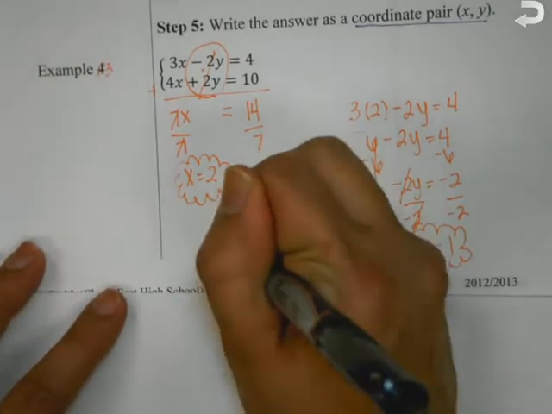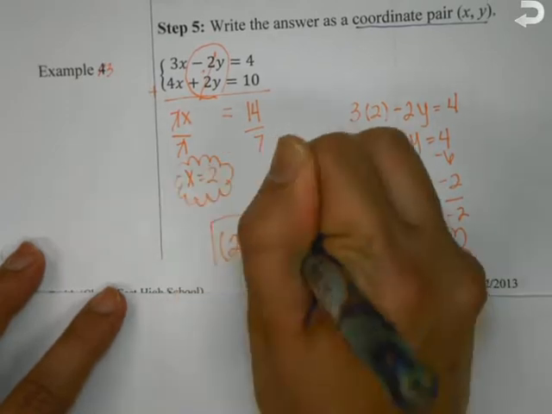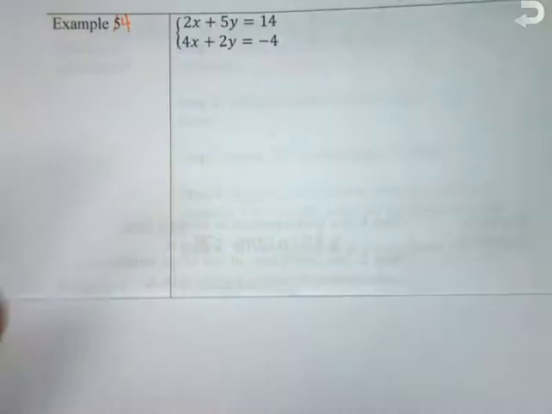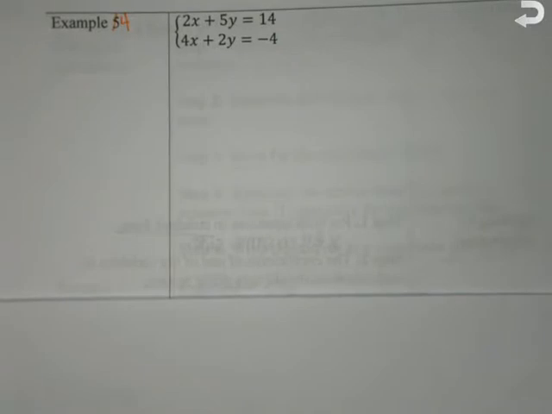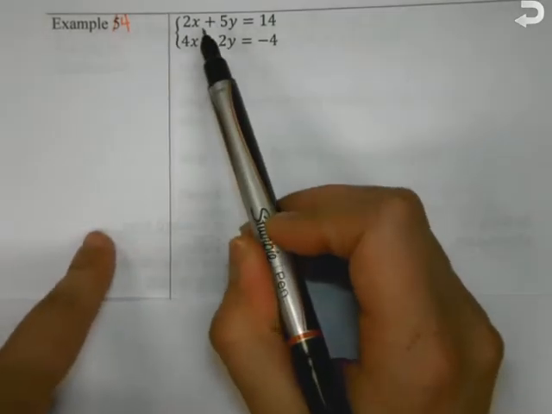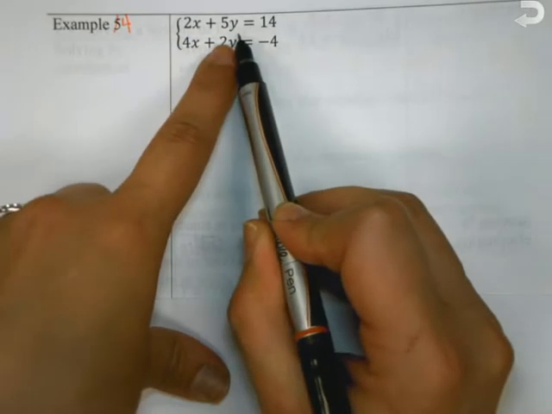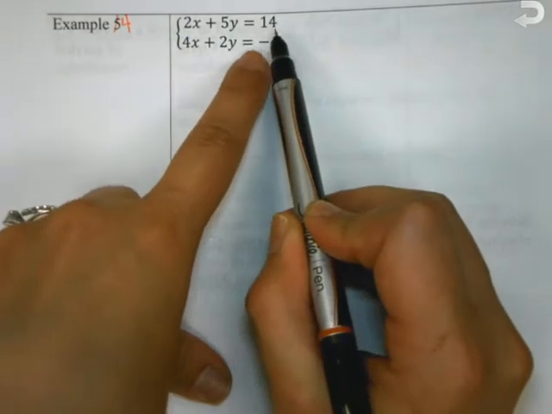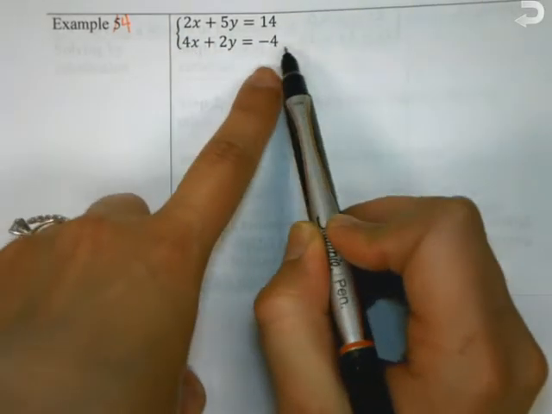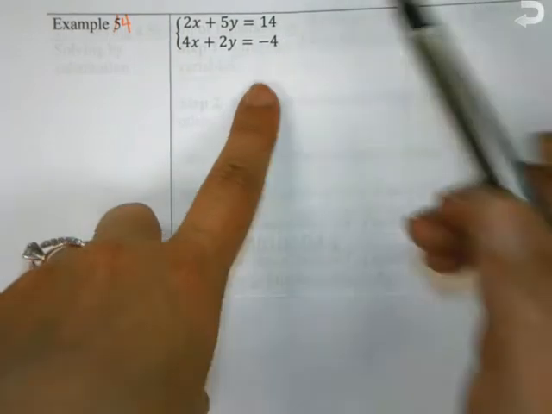So example 4, what happens when my equation is not set up perfectly like it was in the last one? You have to make them equal, or it's incomplete. So we have 2x plus 5y equals 14. 4x plus 2y equals negative 4. Okay? Write it down really quick. Maybe take a look at it and see what you think we have to do.